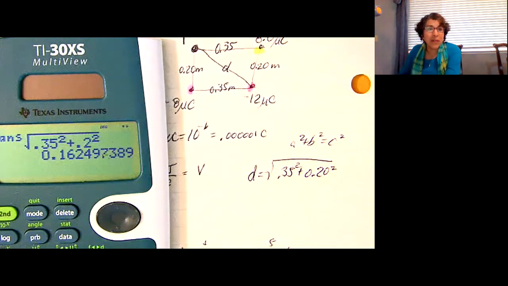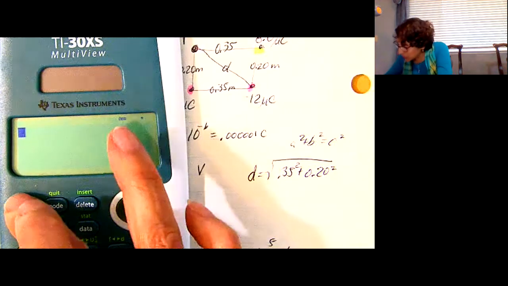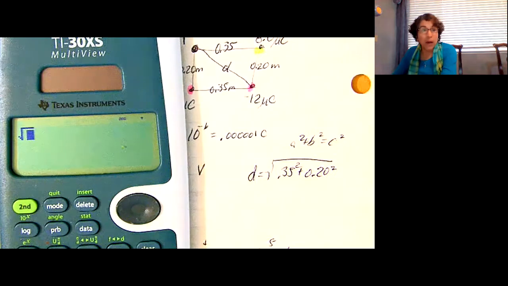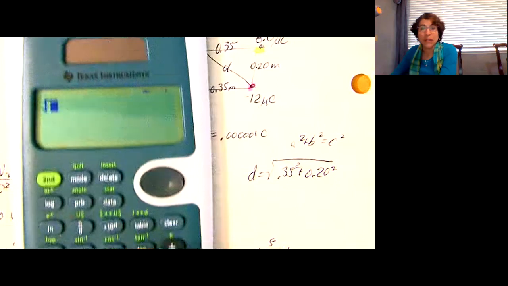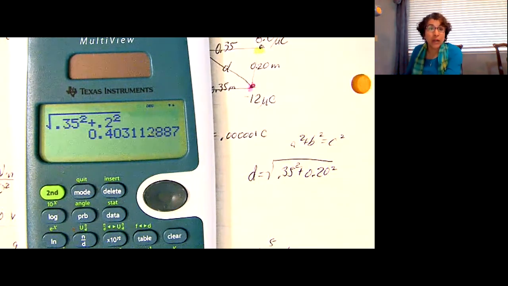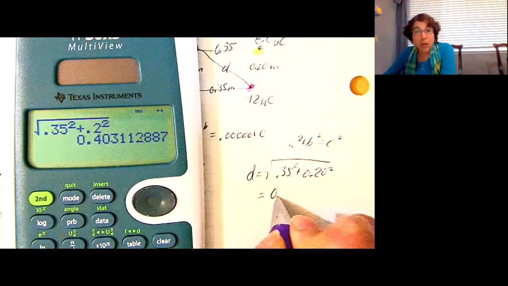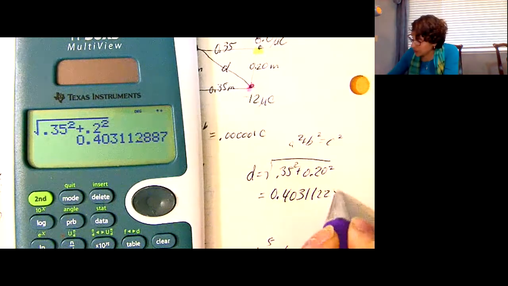This time I got something different, so I don't think that's right either. I think there's a confusion between the answer key and the square root x key, so I think I hit the wrong one. Let's try it again: 0.35 squared plus 0.2 squared. Okay, there we go, 0.403. That is correct: 0.40311 2887.